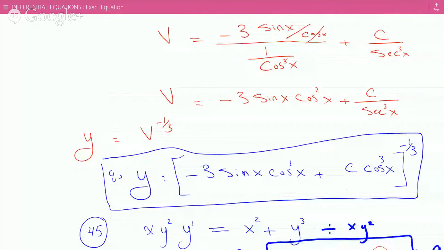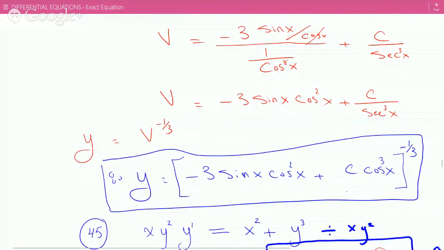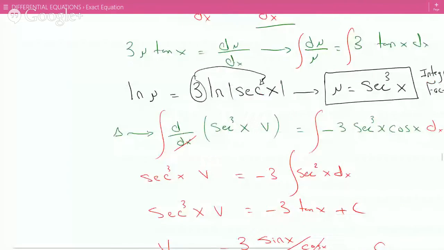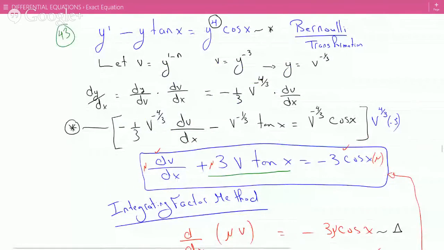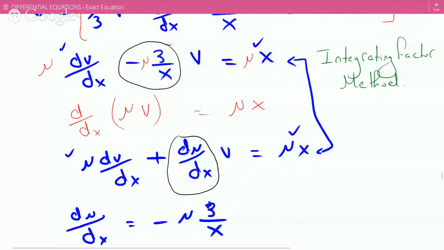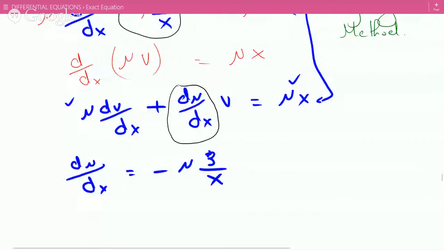V equals y to the -3. So you're finding y. Yeah, I got v. So then y would be v to the 3. No, v is y to the -3. Yeah, so you have to flip it. Right. Okay, so back to here.